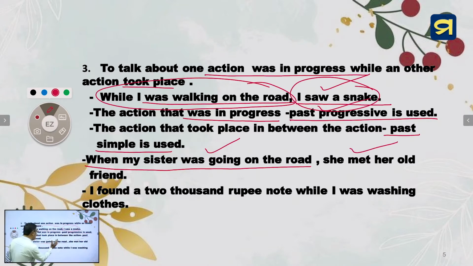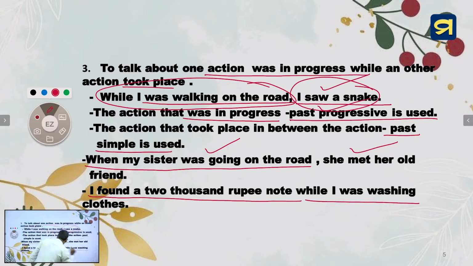That's why this clause is written in past progressive tense, and the main clause is in the past simple tense. I found a 2000 rupee note while I was washing clothes. You see, this action was in progress when I found a 2000 rupee note. In this way we can use past progressive tense.